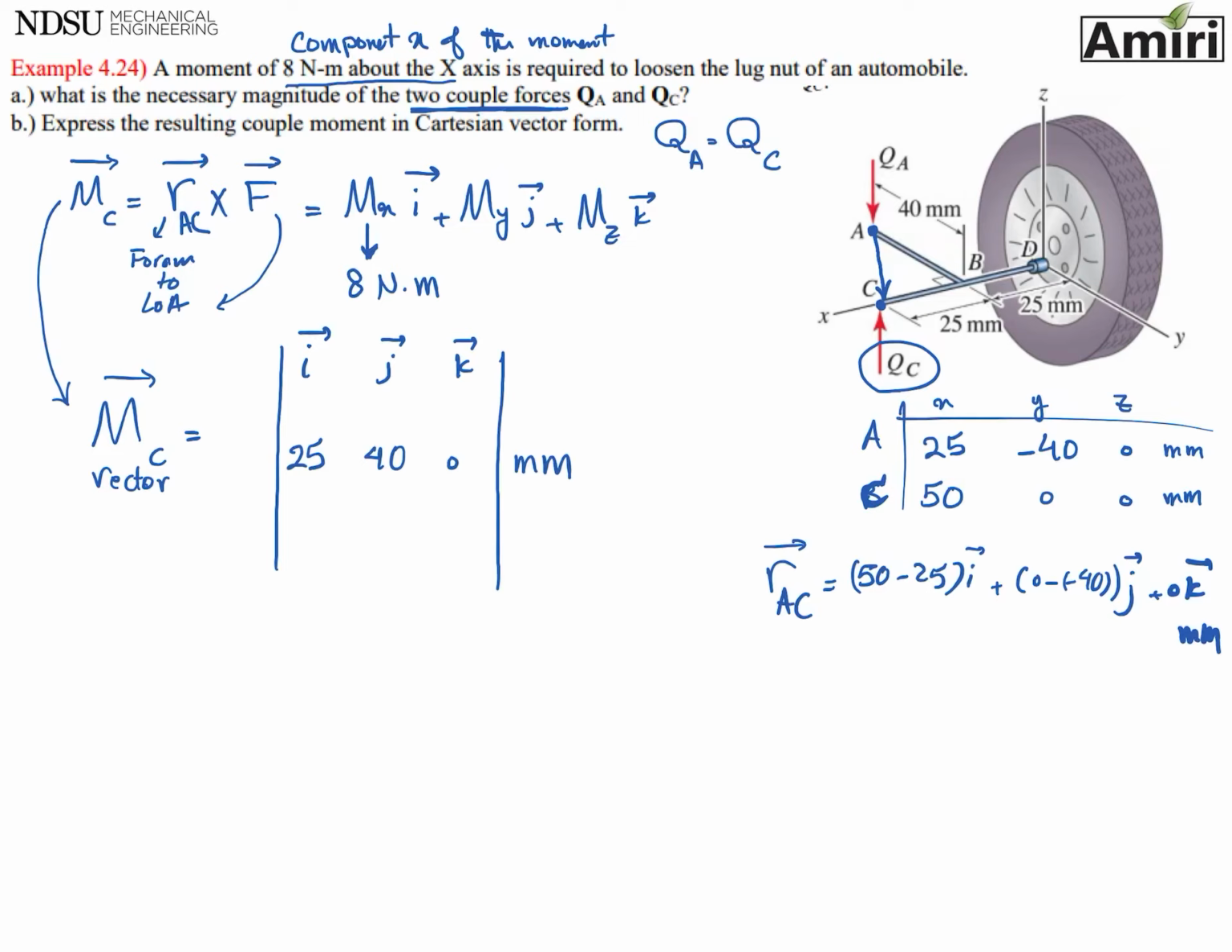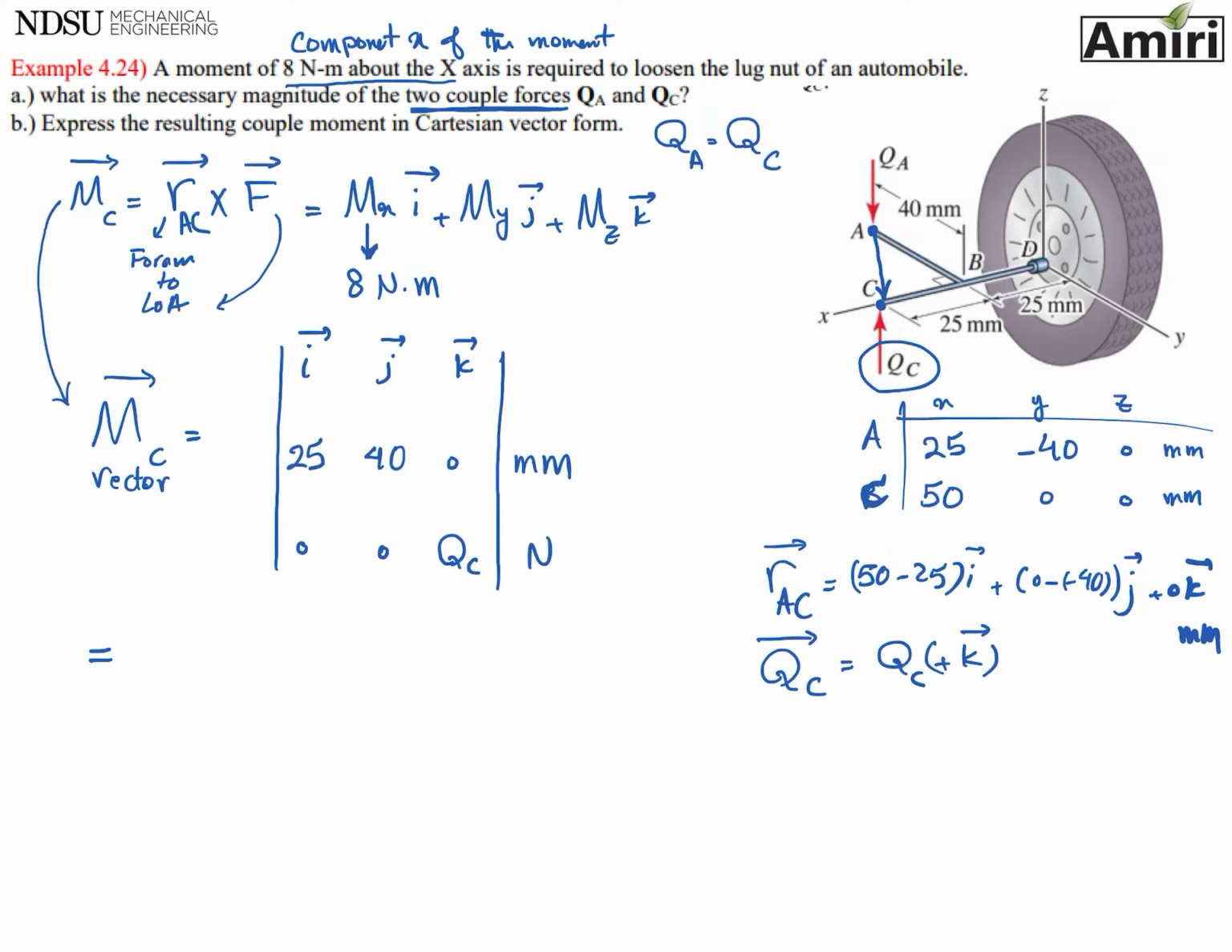My force QC, I want to turn into a vector. I don't know the magnitude of it, that's what I'm trying to find, but I see that it's pointing up, towards positive z, which is k. All I have to do is put QC in that spot, so I have 0i, 0j, QC. I'm hoping to get units of Newtons out of it, because the 8 that someone gave me is in Newton meters. So if I do the matrix, I'm supposed to get an ijk.